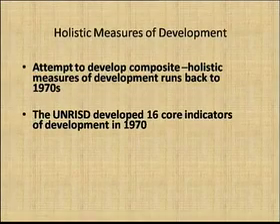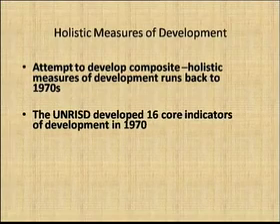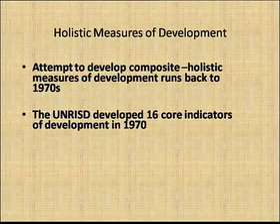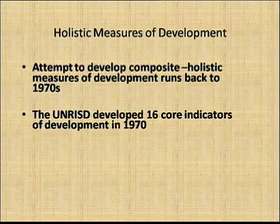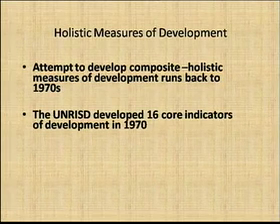Like, for instance, can you remember Dudley Seers said it is not necessarily GDP growth, it has to be poverty reduction, it has to be inequality reduction, it has to be unemployment reduction. So these are different dimensions. So holistic measures try to combine some of them and prepare one measure. And this concept was developed in the 1970s, mid-1970s.